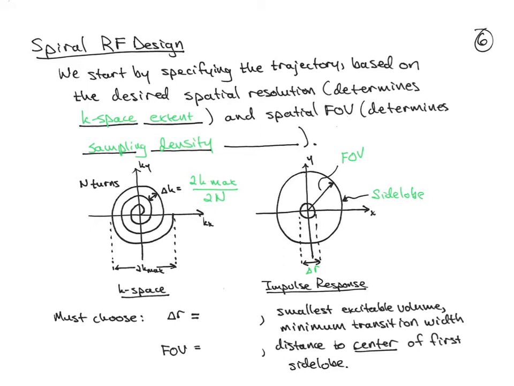So what we have to choose here in designing the pulse initially is we first have to set up the trajectory to achieve a certain delta r, and that is equal to 1 over 2 times k max. This again is the smallest excitable volume that we can achieve with this trajectory, or the minimum transition width that we can generate between a passband and a stopband. We also have to choose the field of view of the trajectory, which determines then the number of turns times delta r. I'm sorry, yes, n is the number of turns here, not the grid size. So n is the number of turns.